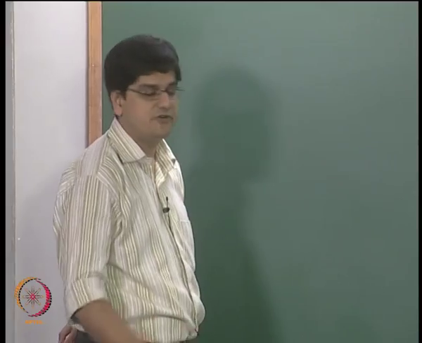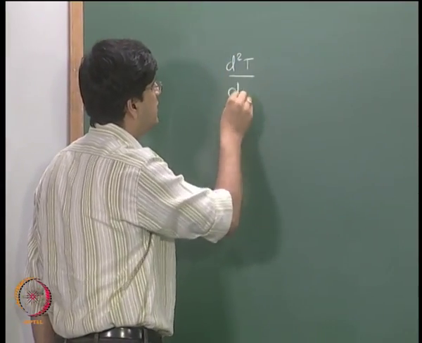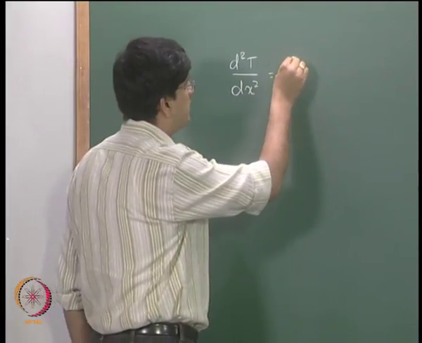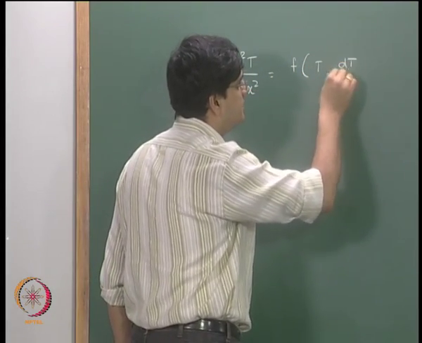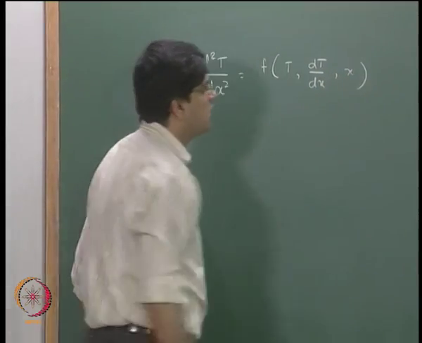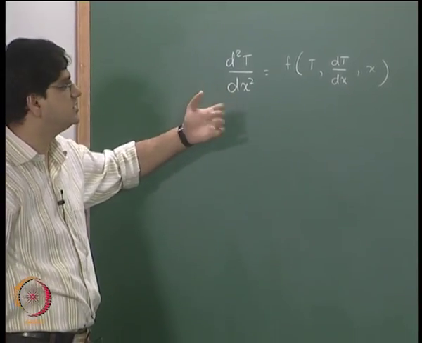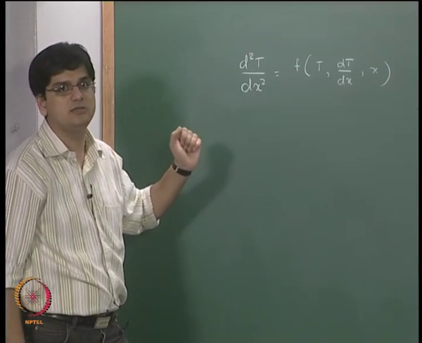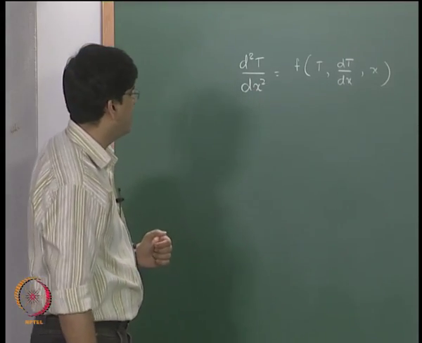The type of problems that we have been solving in this particular module are, for example, heat conduction in a rod, and in that particular case the problem that we ended up with was d squared T by dx squared equal to some function of T, dT by dx and x. And the way we said we can solve this problem is by two methods. One which we considered in the previous lecture was the shooting method, and the method that we are going to consider in this lecture is through using finite differences.